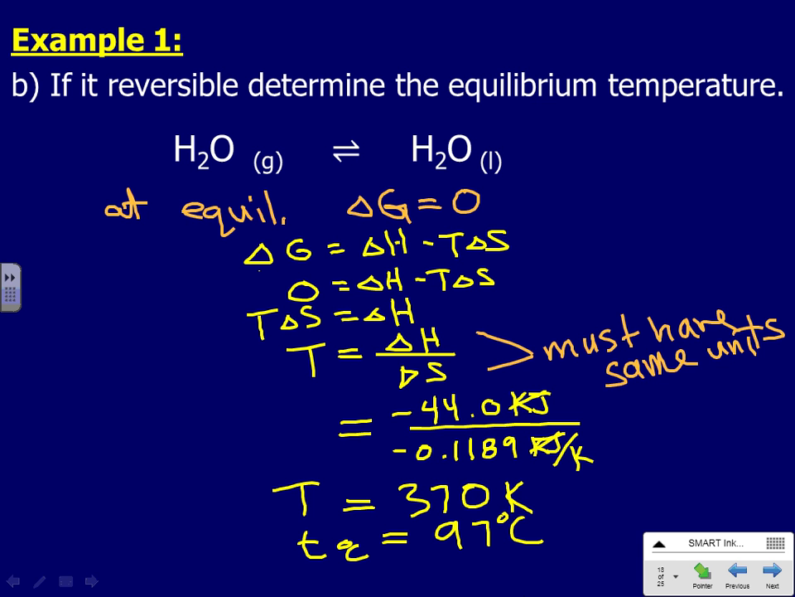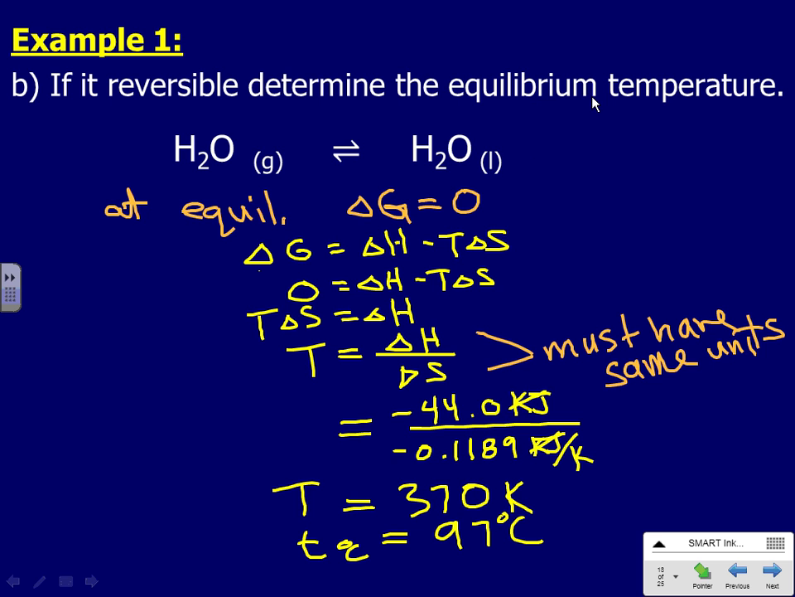That's the boiling point. So we obtained 97, which is pretty close to 100, simply by looking at its thermodynamic data. We didn't boil anything, we didn't measure anything, we didn't do anything experimentally. We determined the theoretical boiling point for water is 97. That's pretty good, based on observations versus theoretical calculations.